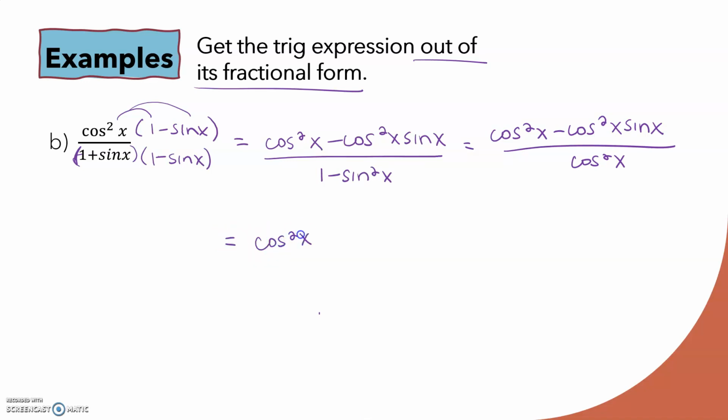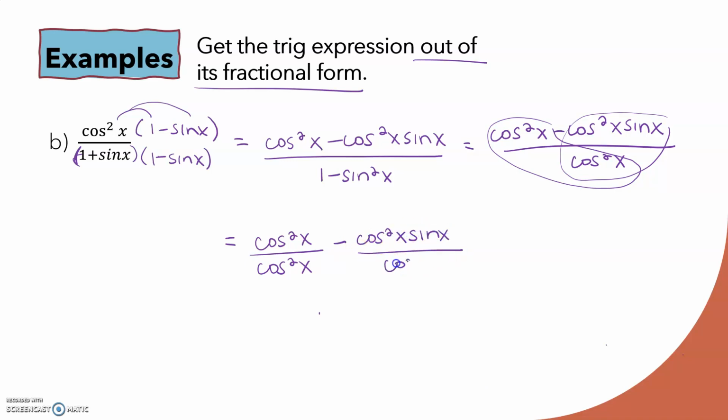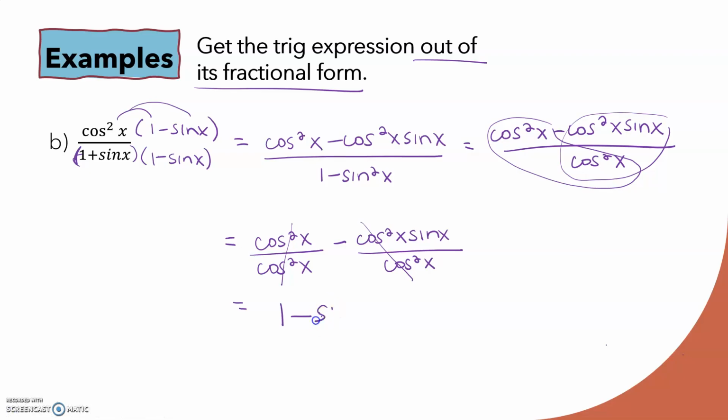So I have cosine squared of x over cosine squared of x, taking this first term in my numerator. And then minus, now I can take my second term, and again, be careful, it is minus, so don't forget that minus. Cosine squared of x times sine of x over cosine squared of x. And now I can simplify cosine squared over cosine squared, that's 1. And then minus, these cosine squared of x's cancel, leaving me with just sine of x. I got rid of my fractions, so that is my final answer. And that is how you get rid of a fraction.